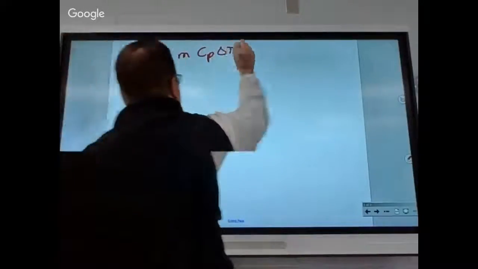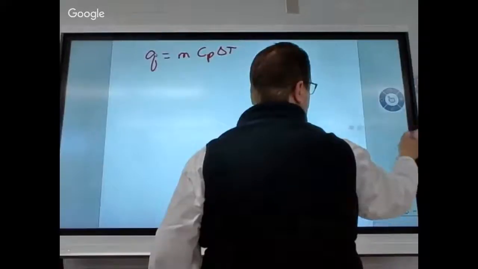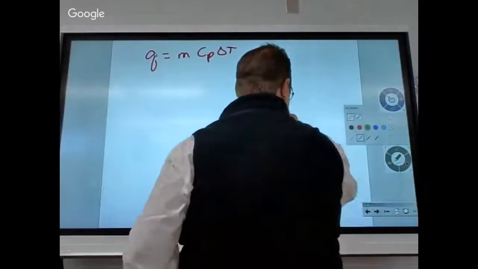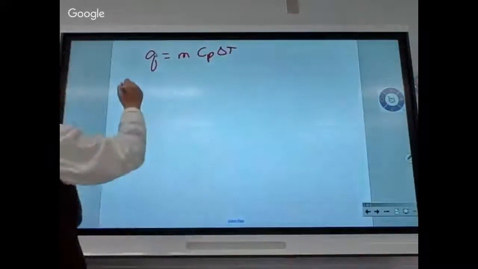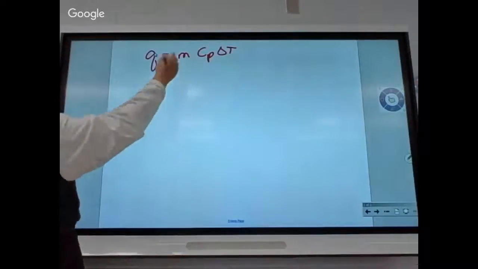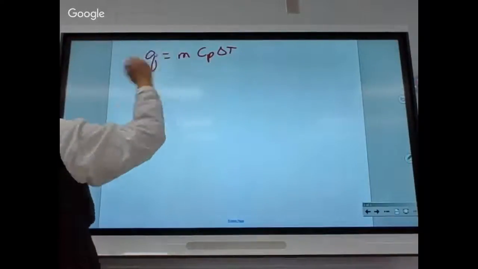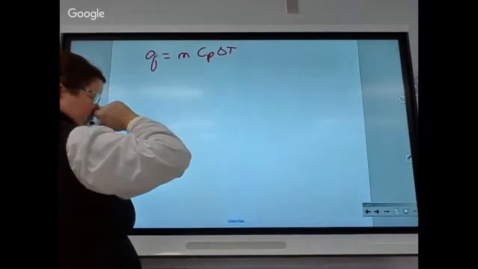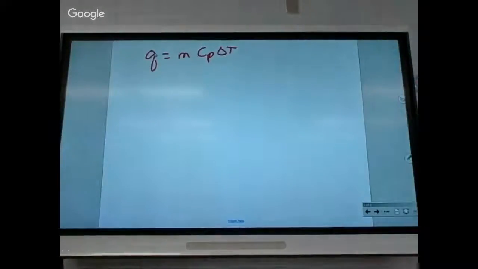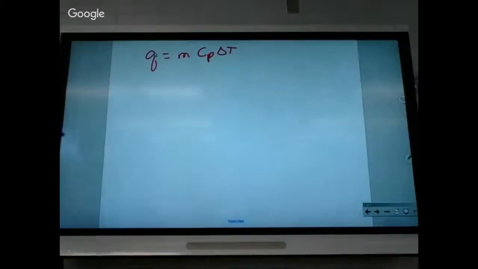All right, what did Q stand for again? The who? Okay, heat lost or heat gained, either one. M is mass, CP is specific heat, and delta T is change in temperature. It doesn't necessarily have to be lost, just change, okay? It could be gained, could be lost with a change in temperature.